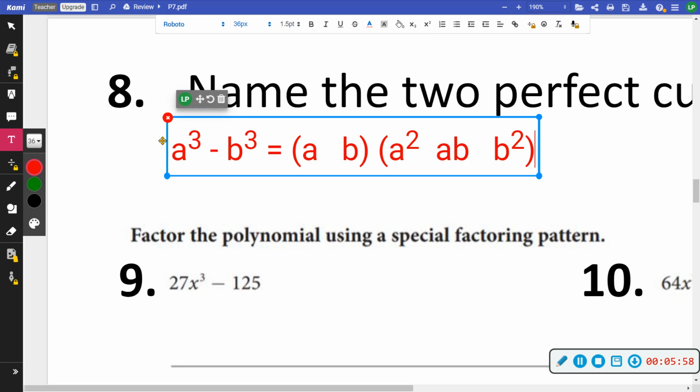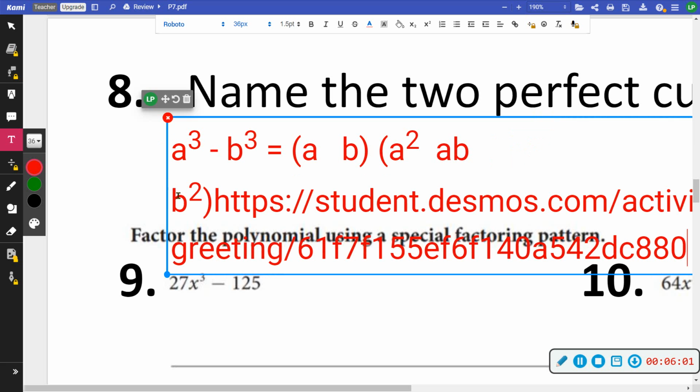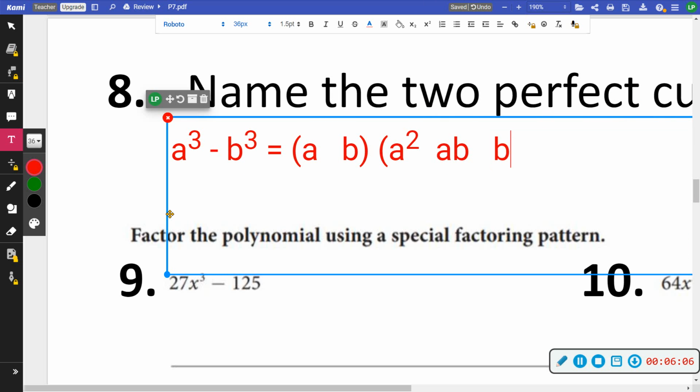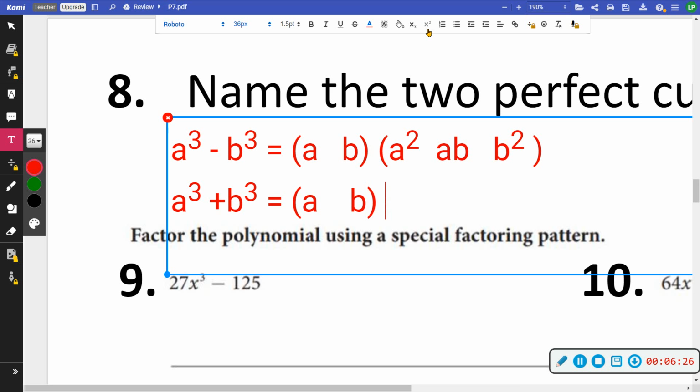And the other one is very similar, but this one's going to be a cubed plus b cubed equals, and it's a b a squared. So the formula is exactly the same. Take a times b and b squared.